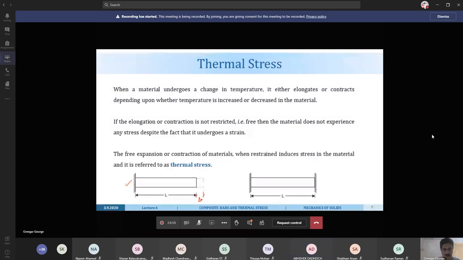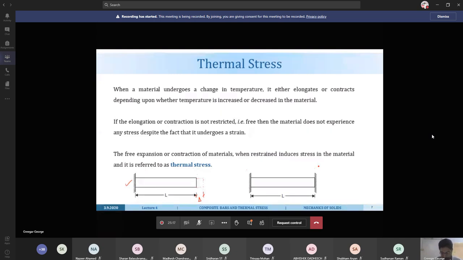Yes, sir. So if the elongation or contraction is not restricted, that is free, then the material does not experience any stress, but it undergoes only a strain. I'm just giving two figures here. Here, one side it is restrained, and another side it is not restrained. It is a free end here. But here, both the ends are restrained, like they are fixed on both sides.